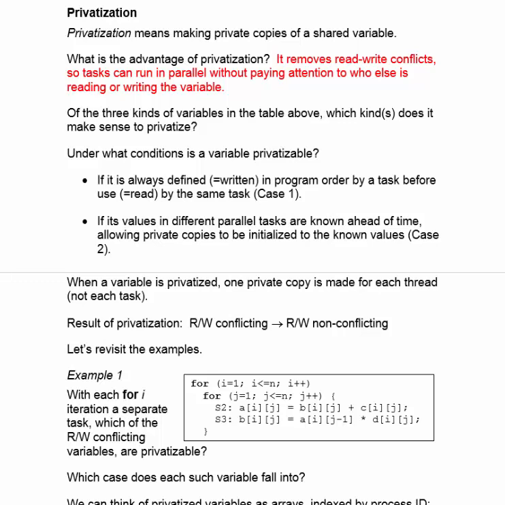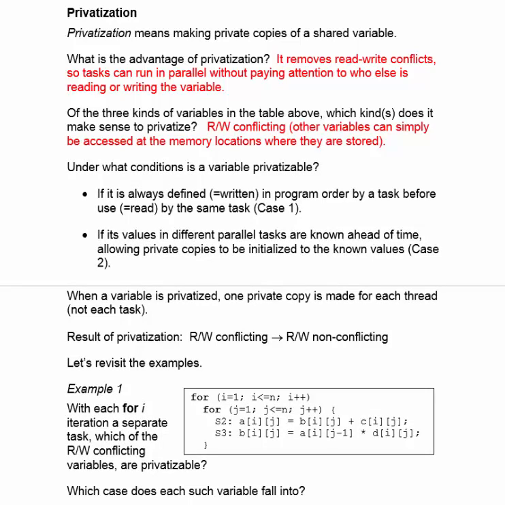Of the three kinds of variables in the tables above, which kind does it make sense to privatize? Well, we said we could make copies of any read-only variables. We didn't have to worry about copies of them. And read-write non-conflicting is accessed by only one task, so we don't need to make copies of it. Therefore, it's read-write conflicting variables that we're interested in.